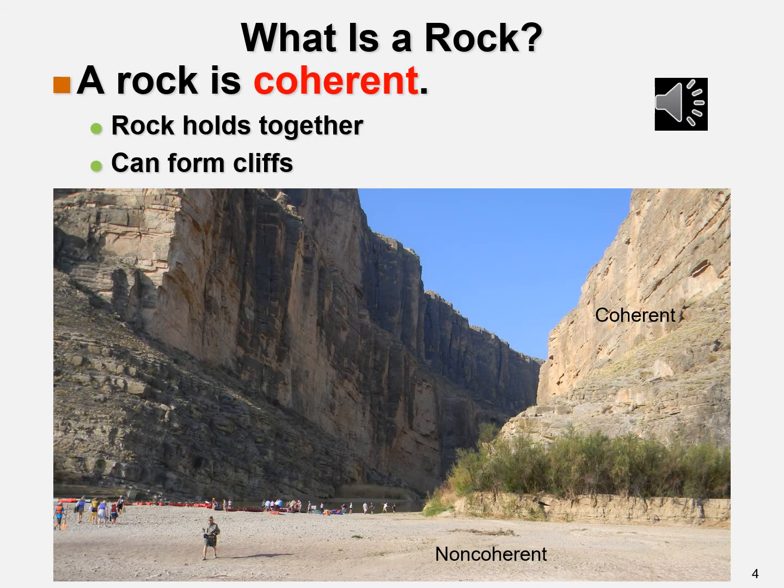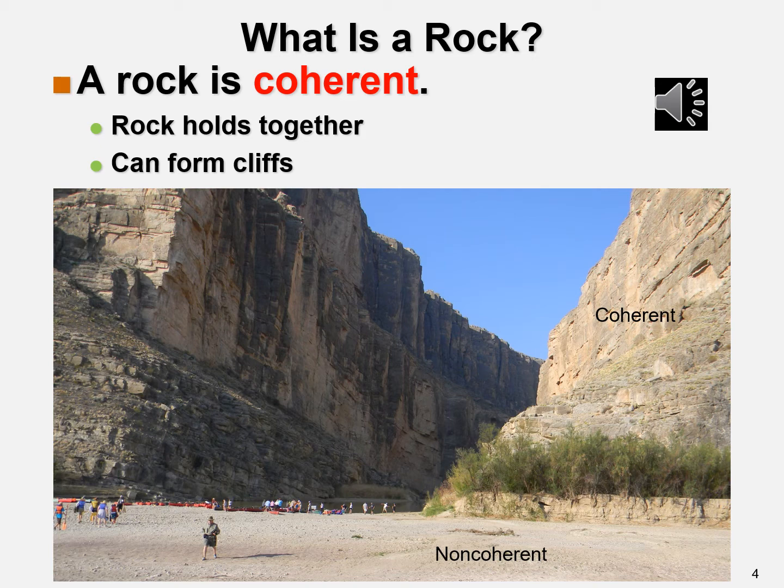To a geologist, a rock is a naturally occurring, coherent solid that consists of an aggregate of minerals or glass. A rock is coherent, that is, it holds together and must be broken in order to separate it into smaller pieces. As a result of its coherence, rocks can form cliffs, like we see in the figure taken at St. Helena Canyon at Big Bend National Park in Texas.